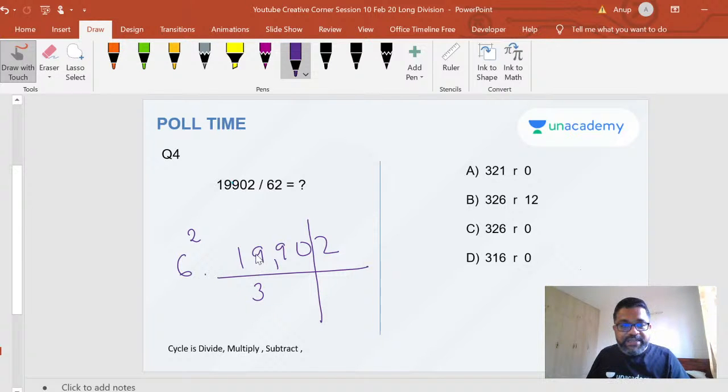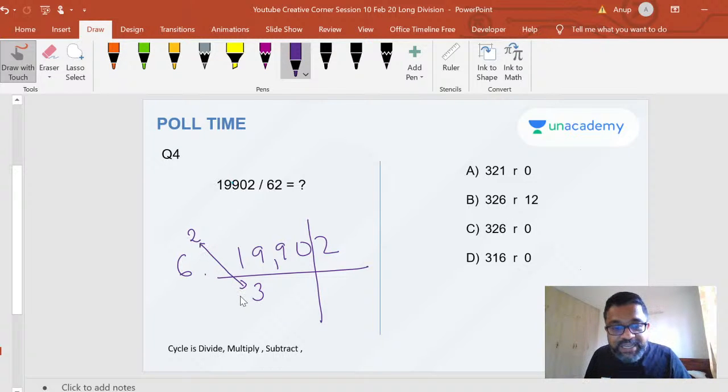6 3s are 18. So 19 minus 18 is 1. So that's how I get that remainder. So now my next step is going to be 19. Will I divide 19 by 6? No, I will not divide 19 by 6. I will first multiply these two here, 3 and 2.